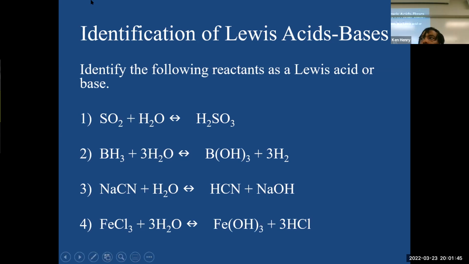Okay, so here our goal is to identify the reactants as a Lewis acid or a Lewis base. The best way of doing this is by looking at the available lone pairs that could be donated. So if we have sulfur dioxide, then, okay, how many valence electrons does sulfur have?